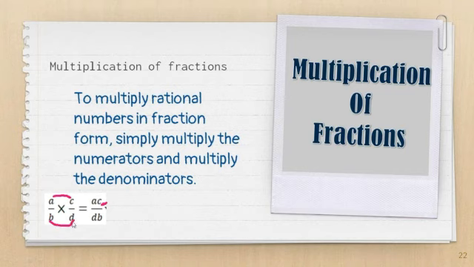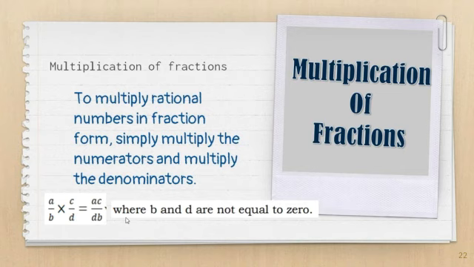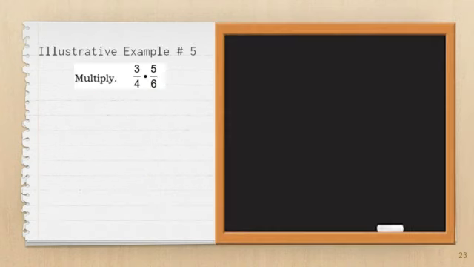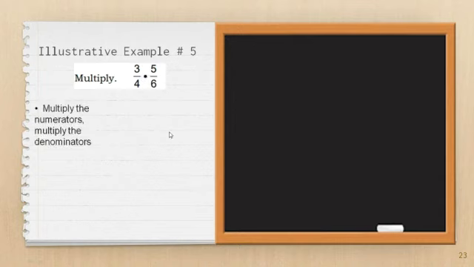Baba sa baba, or yung denominator sa denominator, we have bd, where b and d are not equal to 0. Let's have an example. I have here, multiply 3 over 4 and 5 over 6. Sabi ko sa inyo dati, pag nakakita kayo ng parenthesis na walang operation in between, multiplication yan. Same as dito, pag nakakita kayo ng dot na ganan, that's multiplication.